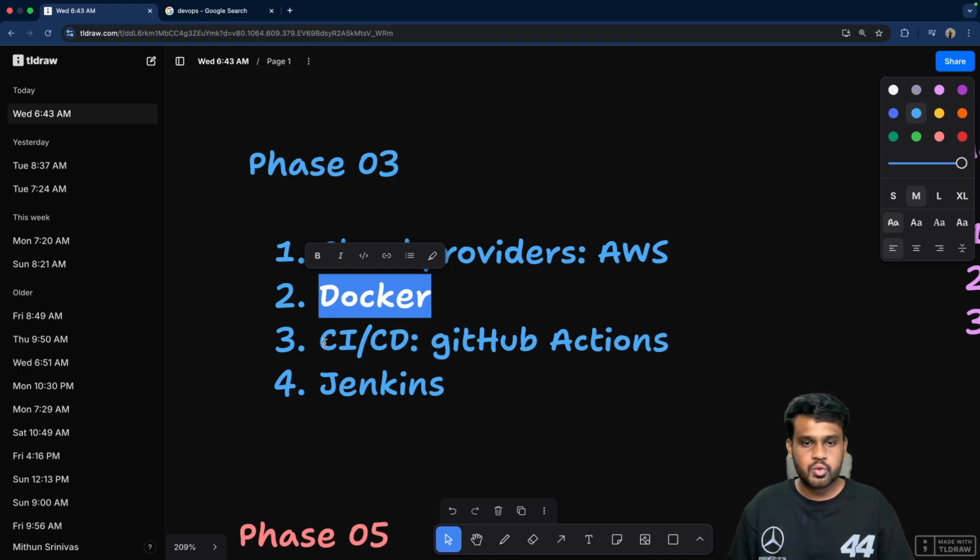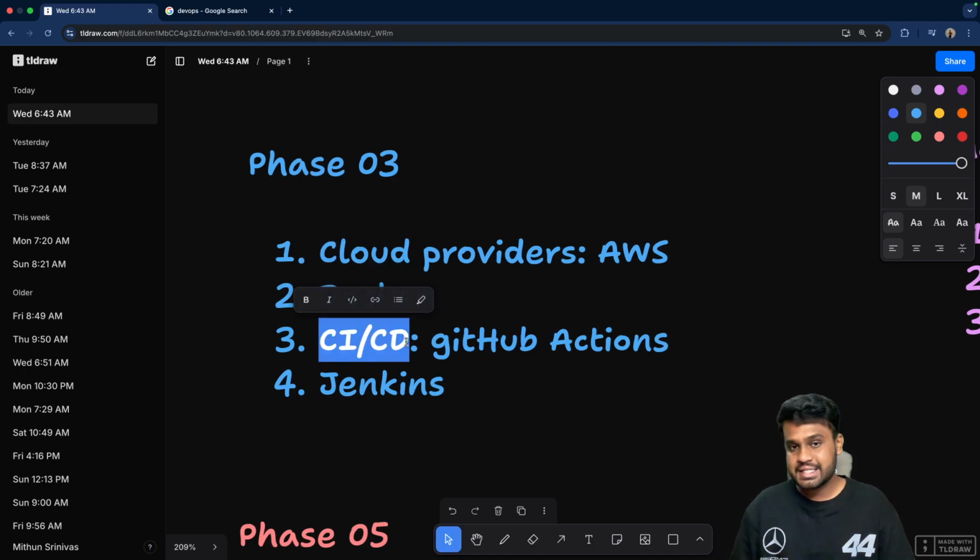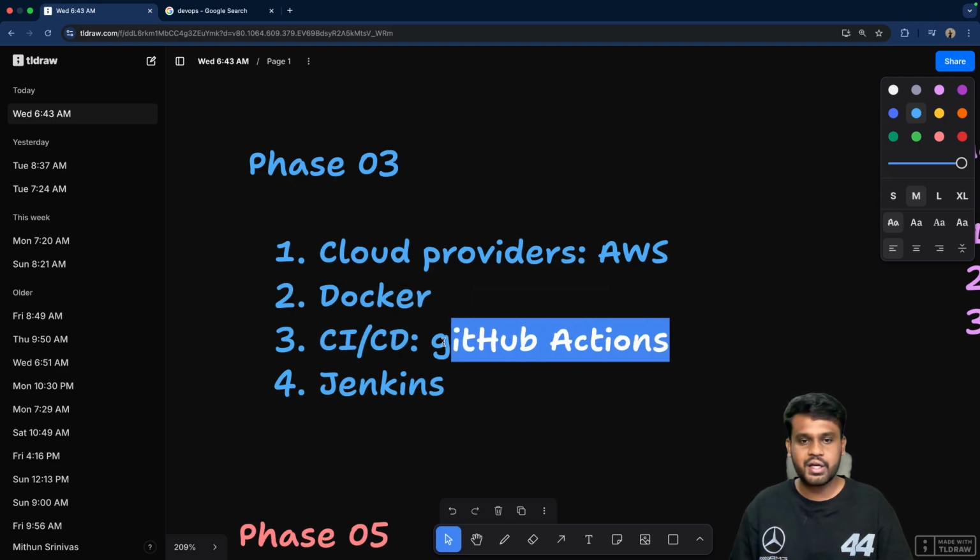And then we'll move to CI/CD. So how to write these CI/CD pipelines. Start with GitHub Actions. Okay, it's the easiest way. And next, move to Jenkins. Even Jenkins supports writing these CI/CD pipelines. So learn how to write Jenkinsfiles and how to debug them.